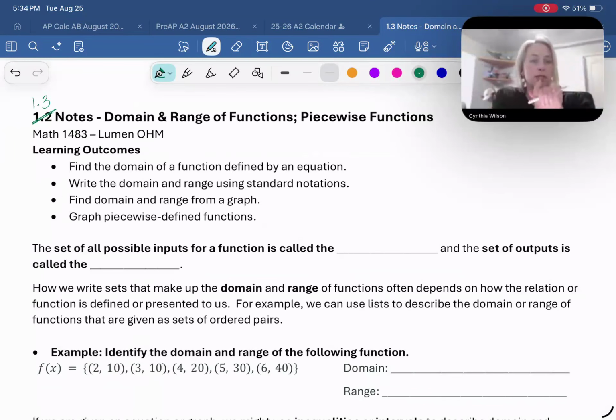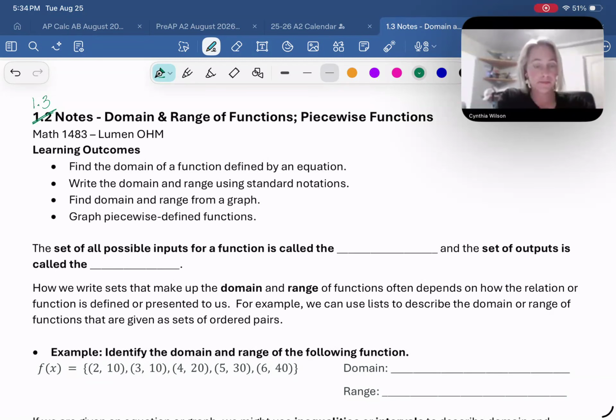Domain and range of functions, piecewise functions. So we're gonna find domain and range from equations. We're gonna find domain and range from graphs. We're gonna learn about the different notations that you can use. There are two that we're gonna talk about. And then don't panic on that last one, graphing a piecewise function. You're gonna 100% do that in Desmos. Okay? And it's written exactly how to type it in.